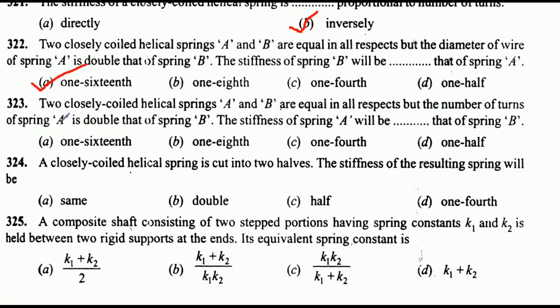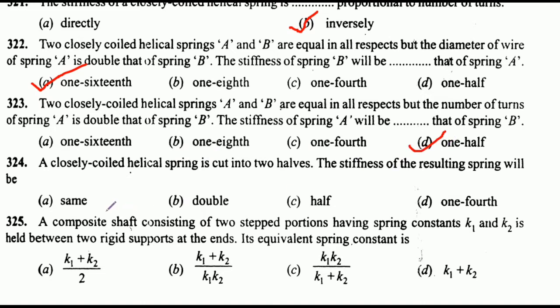Next is two closely coiled helical springs A and B that are equal in all respects, but the number of turns of spring A is double that of B. The stiffness of spring A will be dash that of spring B. Here friends, these are the options, and the correct answer is option D, that is 1/2.